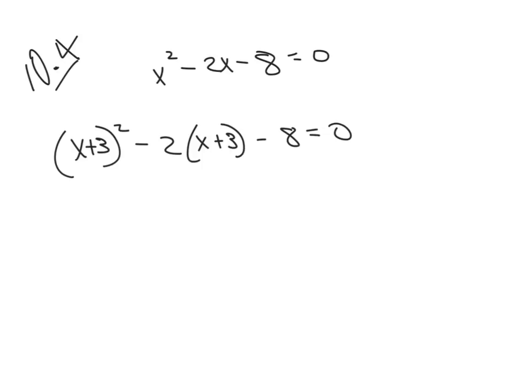Now sometimes we don't have an x there. We have something else that's squared, something else that's not squared, and then nothing here and still equal to 0. That's still a quadratic equation. But instead of the x, it is an x plus 3. Okay, doesn't change that it's a quadratic equation. It just changes what it looks like.